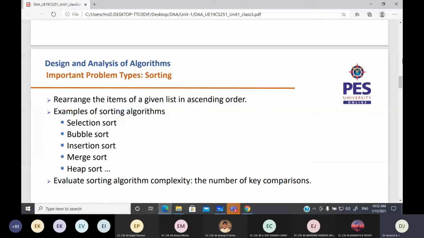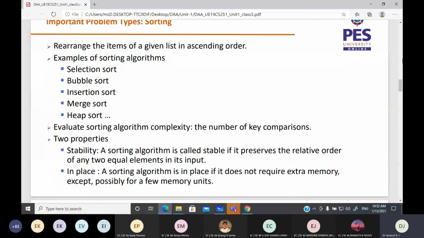There are many techniques which are available for sorting, like selection sort and bubble sort. Selection sort and bubble sort come under the brute force technique in unit 2. Then insertion sort is a decrease and conquer technique, whereas merge sort is divide and conquer. Heap sort comes under a technique called transform and conquer.